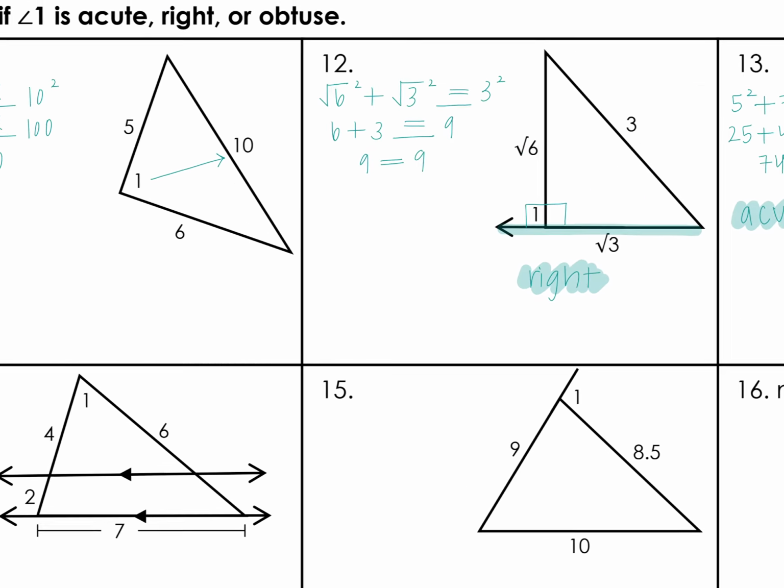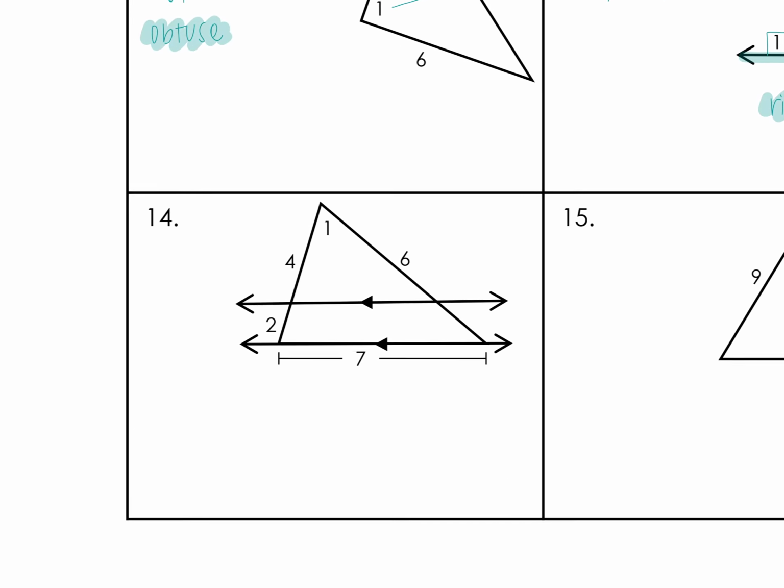All right, moving into number 14. For number 14, we're going to bring back some of our similar triangles to help us solve it. What I notice here is that I do have parallel lines, and our parallel lines in these triangles are going to create two similar triangles. And so I'm going to use that real quick to find this length here.